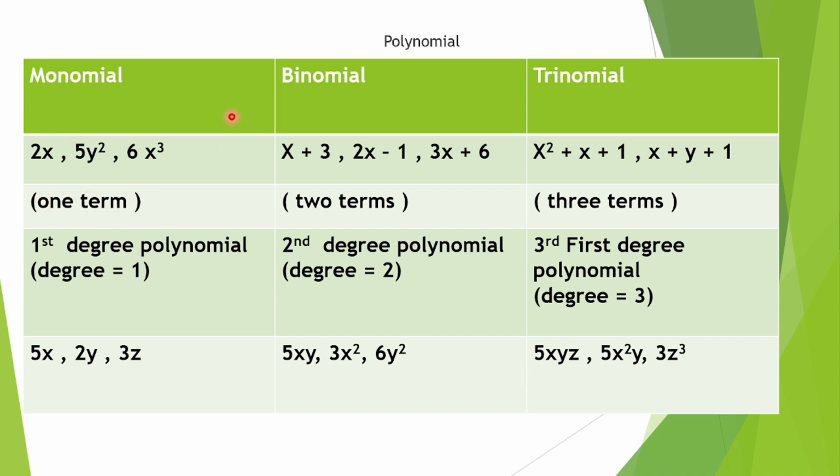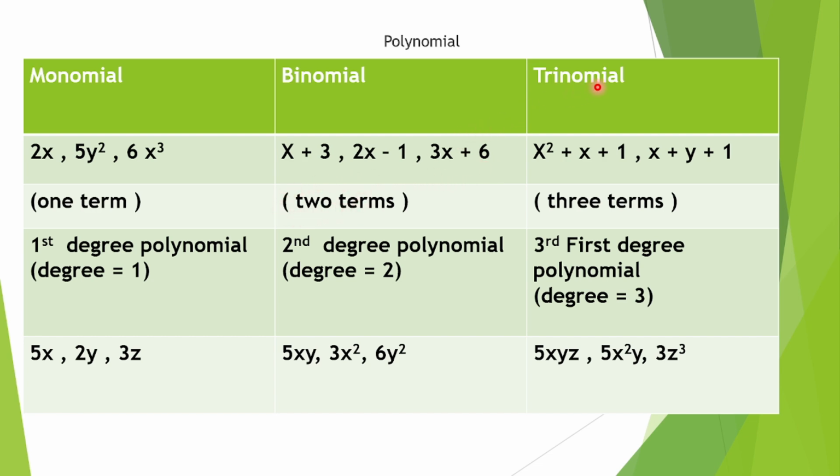Similarly, binomials are those polynomials which include two terms. For example, x plus 3 has two terms, 2x minus 1 has two terms, and 3x plus 6 has two terms. One term is this and one term is this. So all these are called binomial.